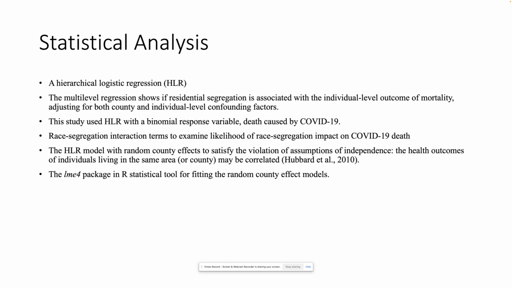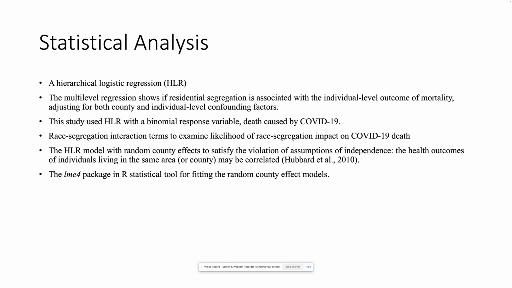The race and segregation interaction term was used to examine the likelihood of race and segregation impact on COVID-19 death. So, in other words, the likelihood of whites living in segregated counties dying of COVID-19. The HLR model with a random county effect was used to address the violation of the assumption of independence. The health outcomes of individuals living in the same areas or county may be correlated because there were mask mandates and lockdown restrictions, so people living in the same counties may have some kind of similarities. So that's why a random county effect was used.